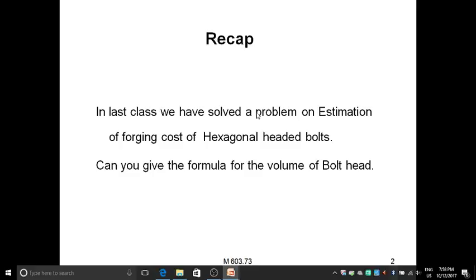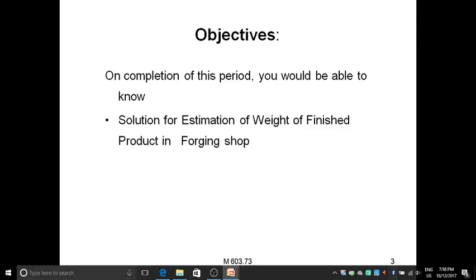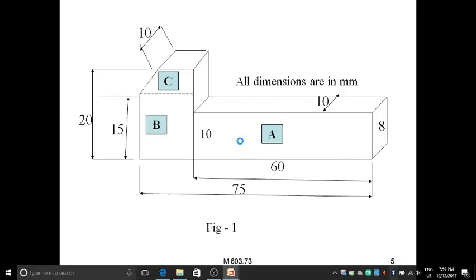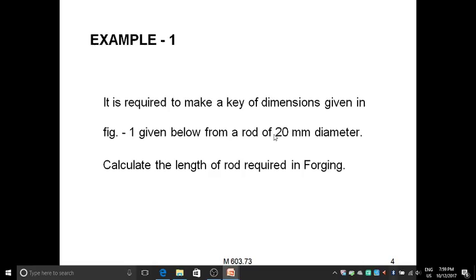So, a recap here. The objective of this slideshow is to calculate the weight of the finished product in the forging shop. Okay, so we will see here. This is also one typical problem here. Please read this problem carefully.